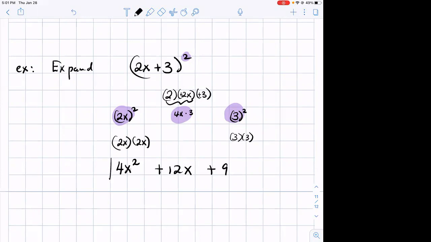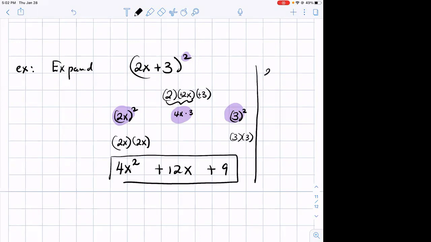Alternatively, you could have said this is 2x plus 3 times 2x plus 3, and you could have foiled it out. Now, since we will move to a more advanced level, I prefer if you get to know the shortcut. This here is the shortcut. Or you can multiply to foil it out.